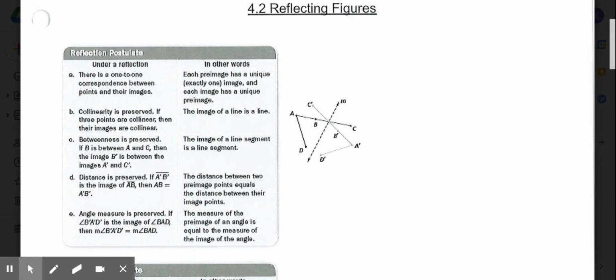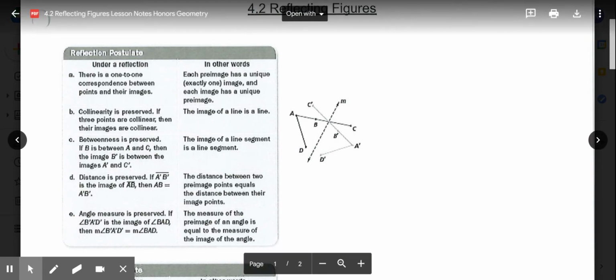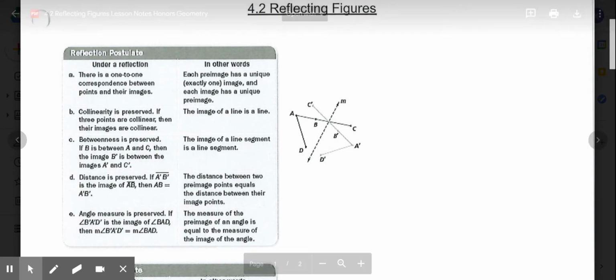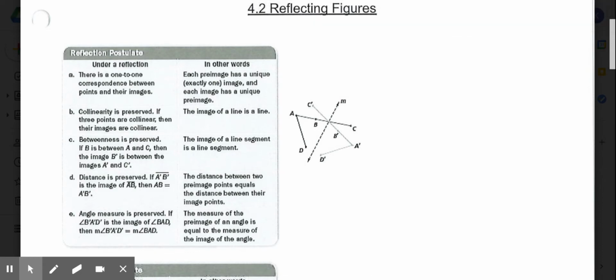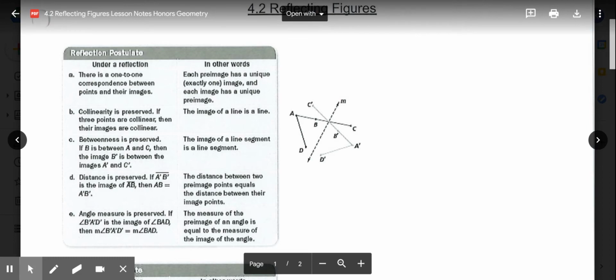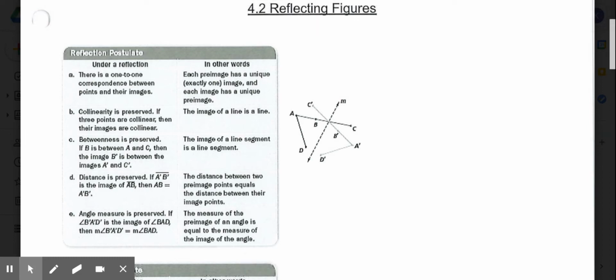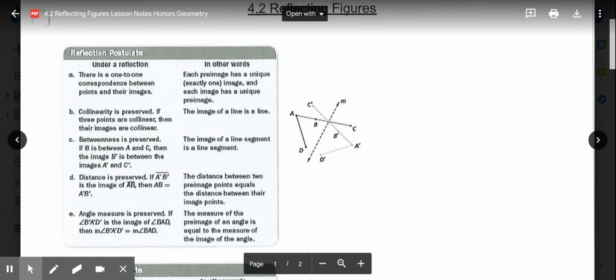Then we have part D that says distance is preserved. So the distance from AB would be the distance, so if A prime, B prime is a segment, and that's the image of segment AB, then the distance of A to B equals that distance of A prime to B prime. So in other words, when reflecting, that distance or length would not change.